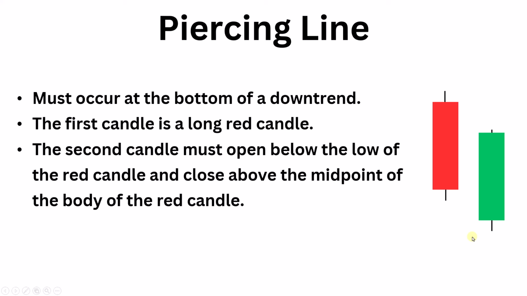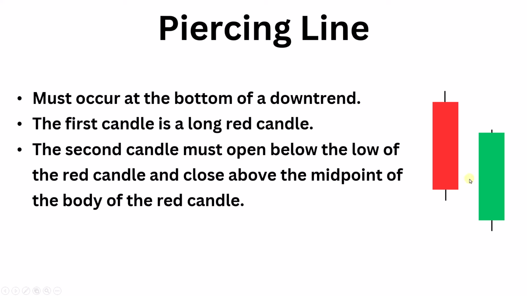Now see, if it closes above somewhere here, then it would be a bullish engulfing pattern, correct? But here it is not closing above, it is closing below the open of the red candle but above the midpoint of the body of the red candle, and if that happens, we call it a piercing line pattern.